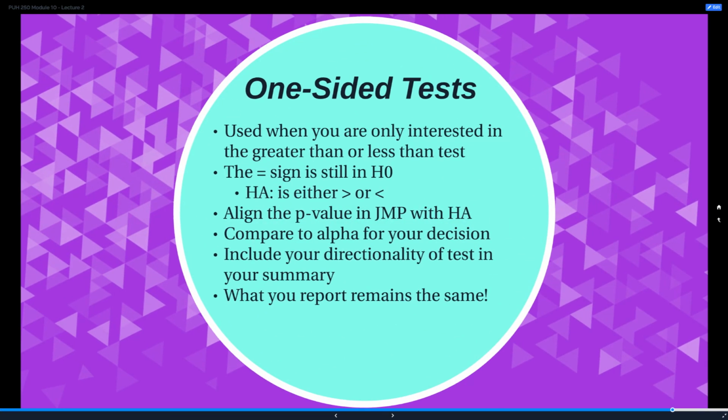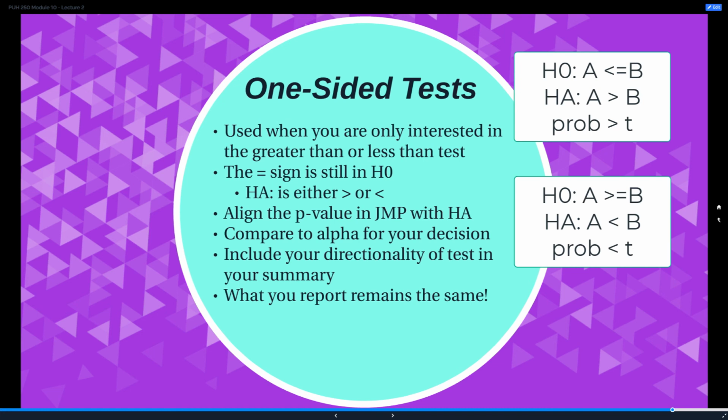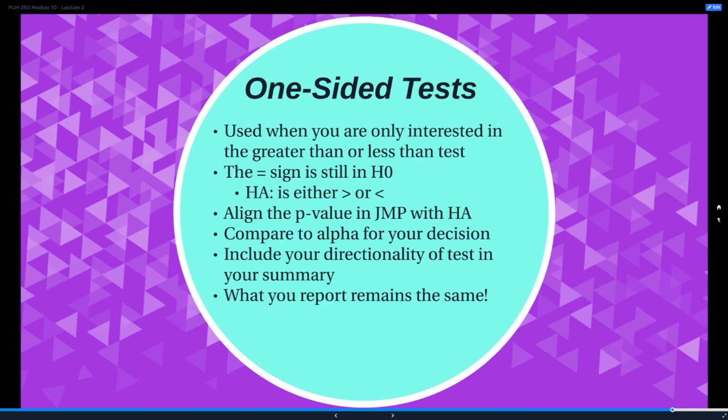So in summary, one-sided tests are used when you are only interested in a greater than or less than comparison. The equal sign still remains in the null hypothesis, and HA either becomes greater than or less than. Align the p-value in JMP associated with the null and alternative hypotheses that are correct for you. Compare to the alpha for your decision. Alpha still remains at 0.05. And include your directionality of test in your summary. What you report remains the same in terms of means, standard deviations, N and p-value. You just need to use the corrected p-value for your one-sided test.